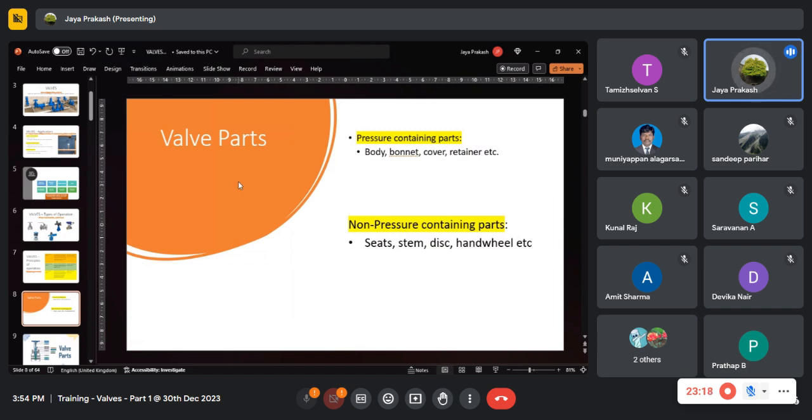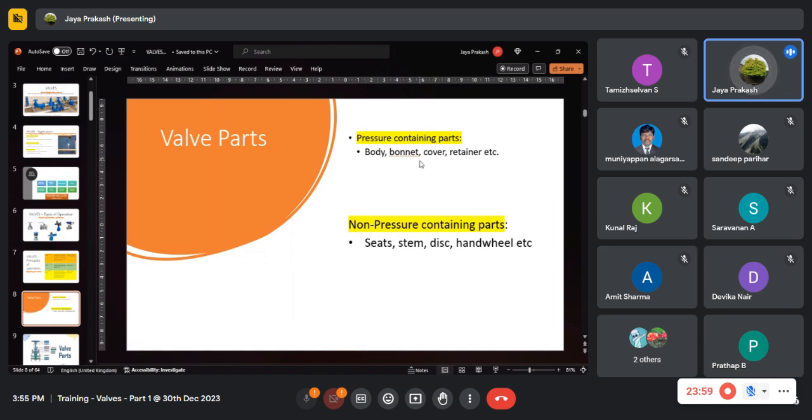We'll go to the next topic, valve parts. The major valve parts consist of two types: pressure containing parts and non-pressure containing parts. Pressure containing parts mainly consist of body, bonnet, cover, retainer, etc. The bonnet, cover, and so on differ for different valves. For a globe valve and gate valve, it is called a bonnet. For a ball valve, it is called a cover, and for other types of valves, a retainer or something like that.